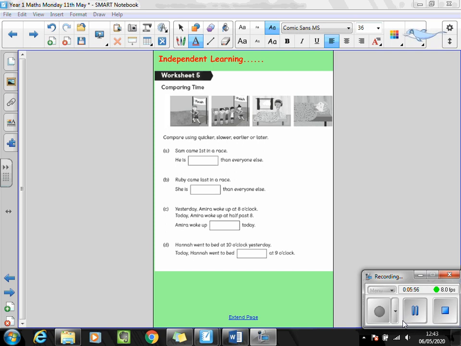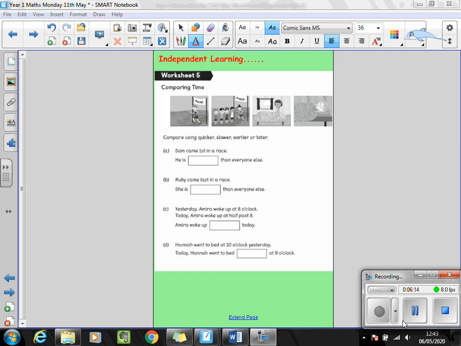A. Sam came first in a race. He is than everyone else. B. Ruby came last in a race. She is than everyone else.